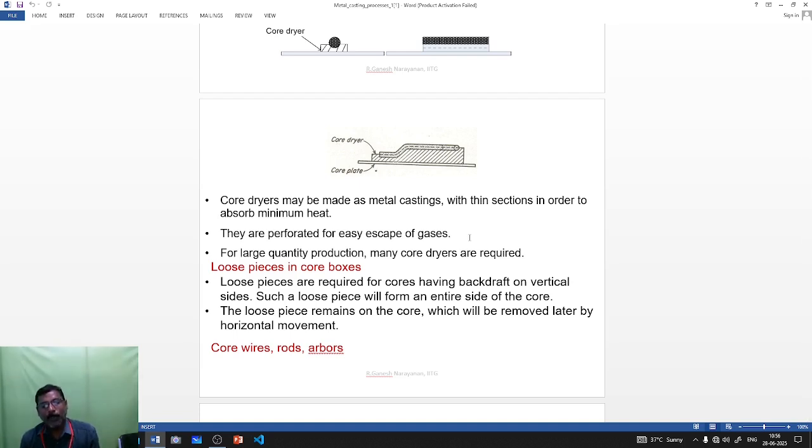Loose pieces in core boxes. Loose pieces are required for cores having backdraft on vertical sides. Such a loose piece will form the inner side of the core. The loose piece remains on the core, which will be removed later by horizontal movement.